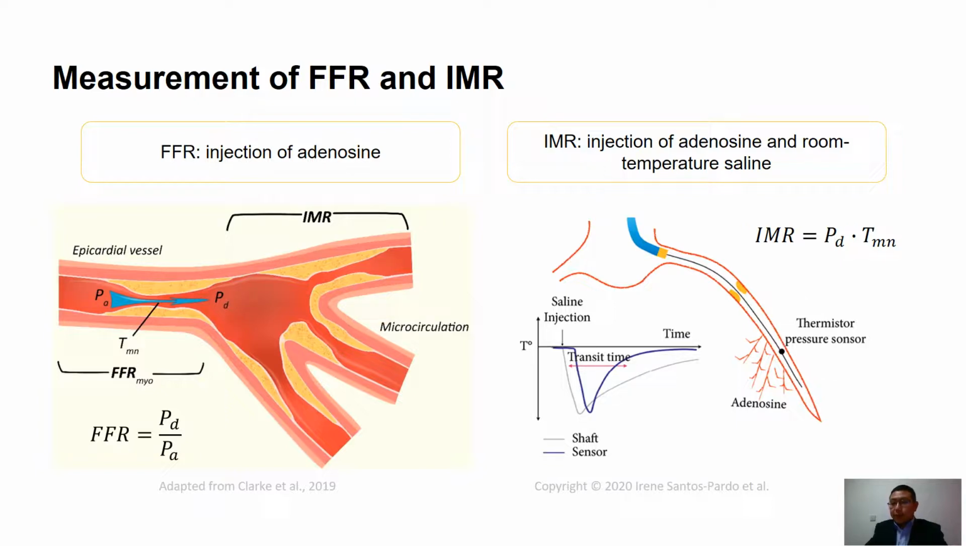The guide wire can detect the change of temperature, from which we draw a thermodilution curve and calculate the coronary transit time, or Tmn. The IMR is defined as a multiplication of Tmn and distal pressure, Pd. Usually, the measurement will be repeated 3 times to get a mean estimation of coronary transit time when calculating IMR.